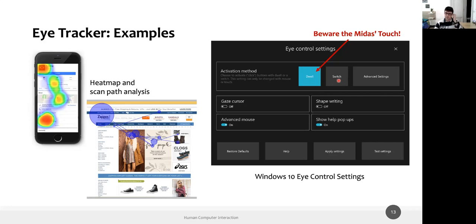Basically, the switch activation method says you can look everywhere on the screen, also at a button, and nothing happens. If you want to click a button, you have to look at the button and press something. Press a key on the keyboard, press something that is outside the eye tracker. So if I want to press switch with the switch activation method, I need to look at switch, straight at switch, and also press something on the keyboard, outside, let's say, the screen.